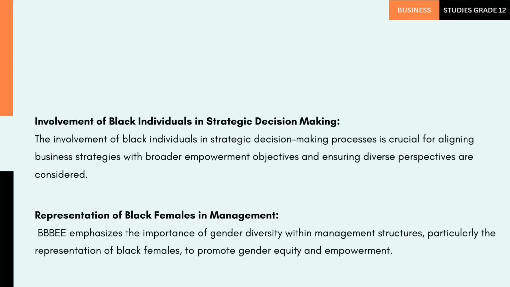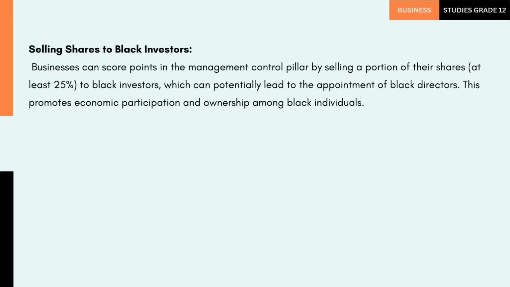E. Selling shares to Black investors. Businesses can score points in the management control pillar by selling a portion of their shares, at least 25%, to Black investors, which can potentially lead to the appointment of Black directors. This promotes economic participation and ownership among Black individuals.